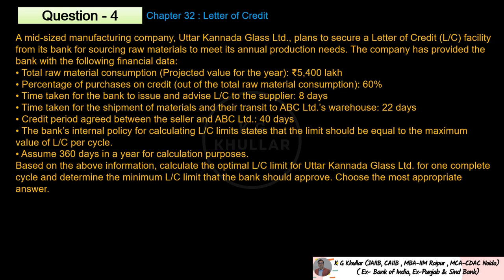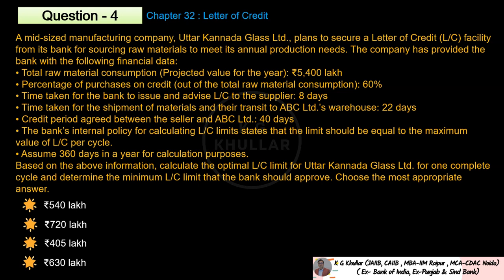Then next, the bank's internal policy for calculating LC limit states that the limit should be equal to maximum value of LCs per cycle. And lastly, we have to assume 360 days in a year for calculation purposes. Now, based on the above information, calculate the optimal LC limit for Uttar Kannada Glass Limited for one complete cycle and determine the minimum LC limit that bank should approve. And the options given are these.